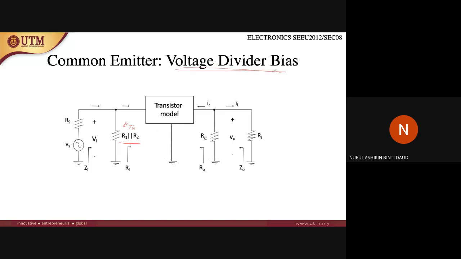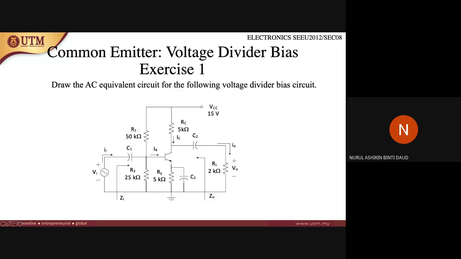Voltage divider bias will not come out in your exam, so this is just extra information for you. Now the exercise. These are the exercise examples. Draw the AC equivalent circuit for the following voltage divider bias. The question only asks you to draw the AC equivalent circuit, so this is what the circuit is going to look like.